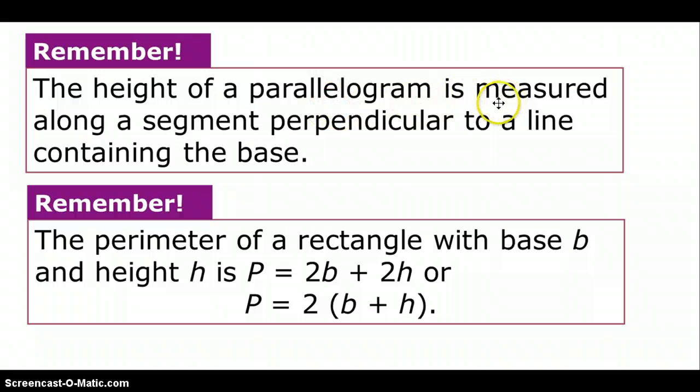The height of a parallelogram is measured along a segment perpendicular to a line containing the base. Remember, I just pointed that out a moment or two ago. And the perimeter of a rectangle with base b and height h is 2b plus 2h, or 2 times the quantity b plus h. That's the perimeter of a rectangle. Okay, not a parallelogram, a rectangle.